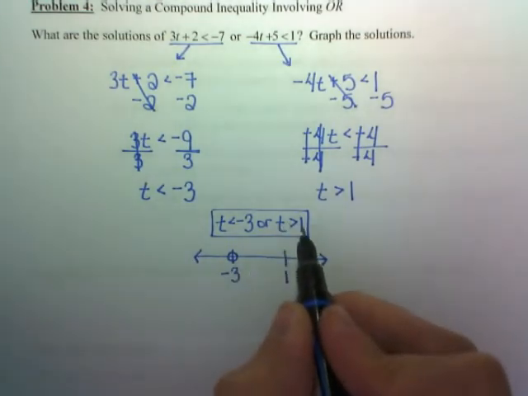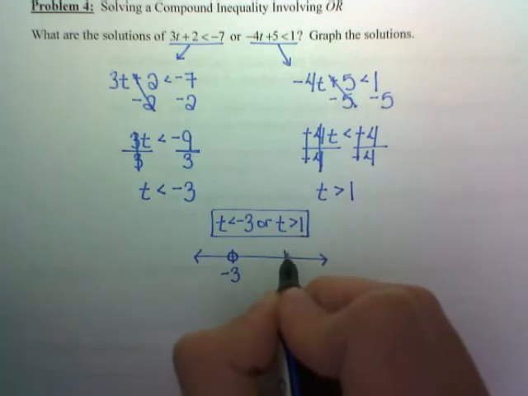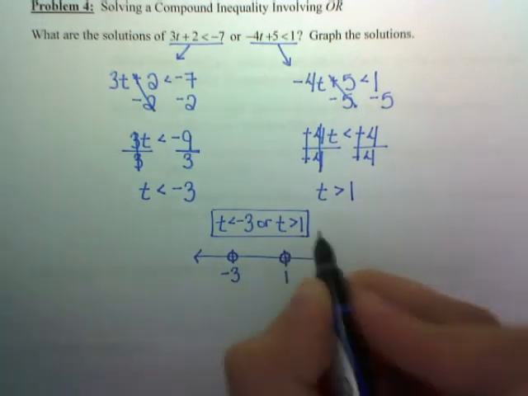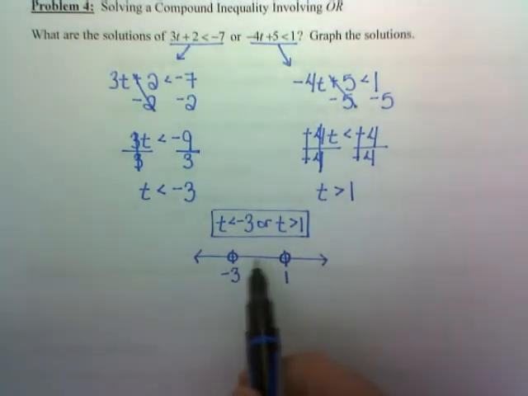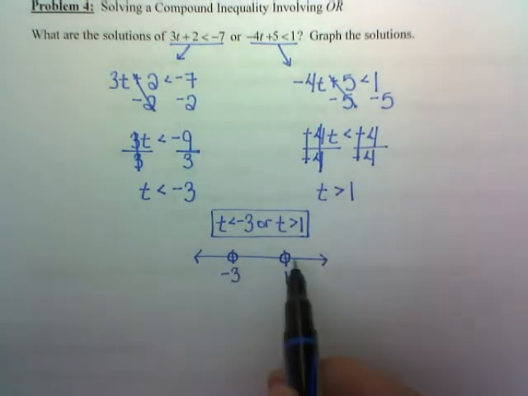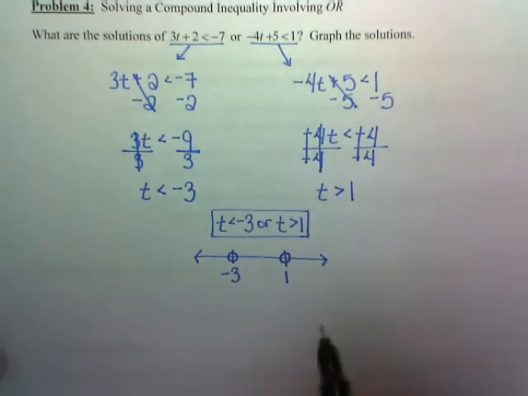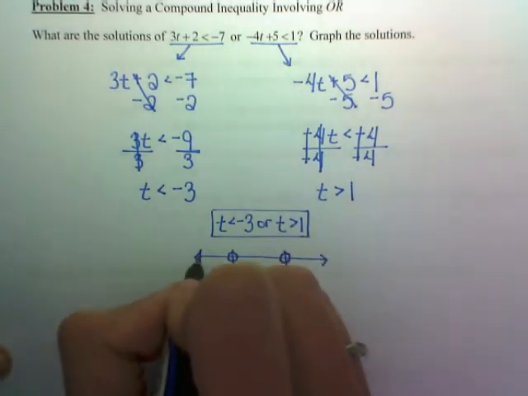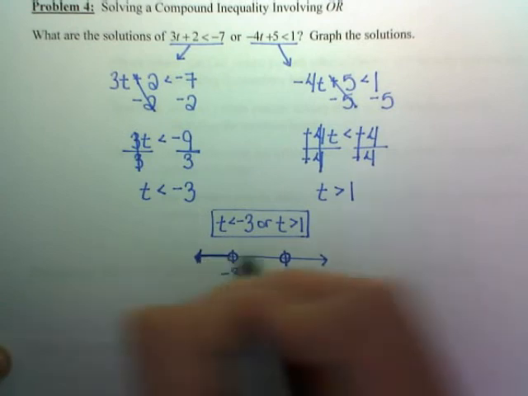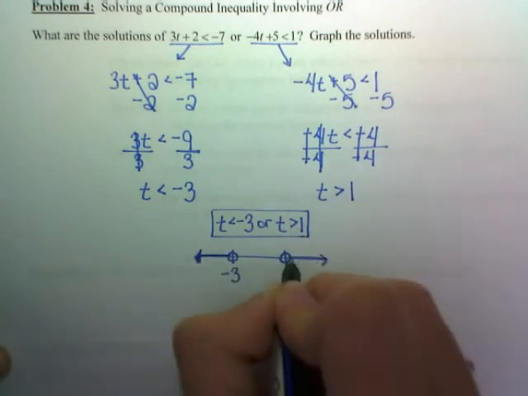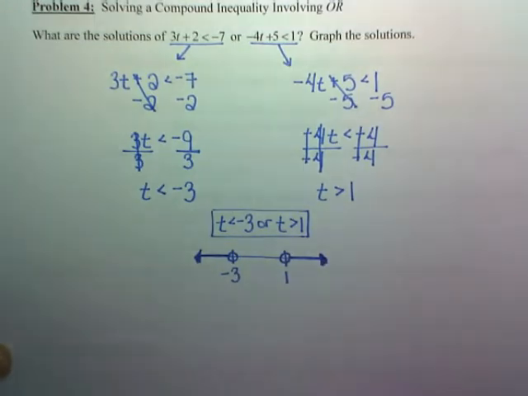Let's see if there's anything special I have to do here before I move on. T greater than 1. Alright, well I'm still not including this endpoint, so that's going to be an open dot. And I want everything larger than 1, which is not going to go in this direction because -3 is not larger than 1, so it's going to go in this direction. So basically what's happening here is these are my endpoints and they are going out. So T less than -3 would be in this direction, T greater than 1 in this direction. There's your inequalities, and here's your graph. And you can pick numbers and plug them in to double check your answers.